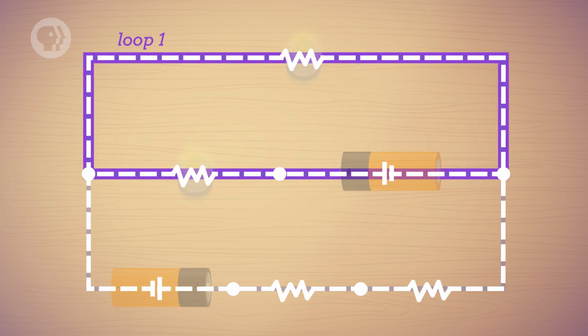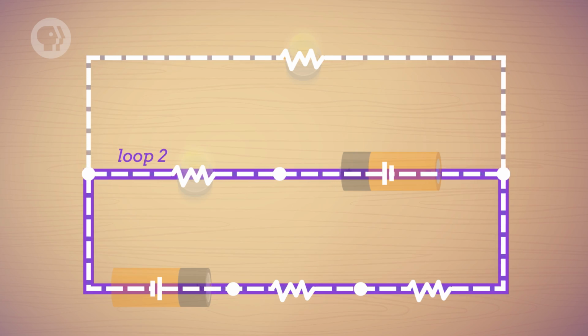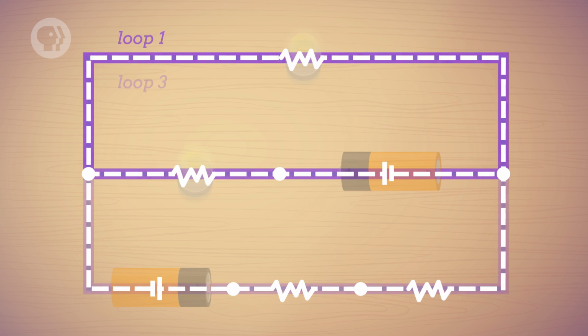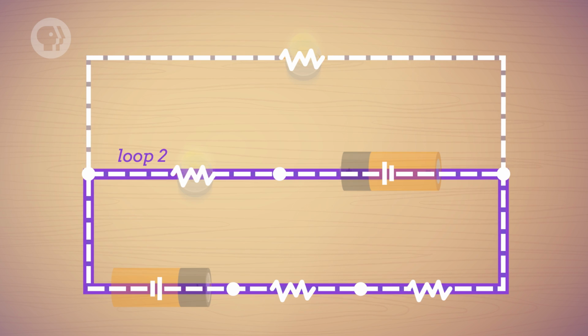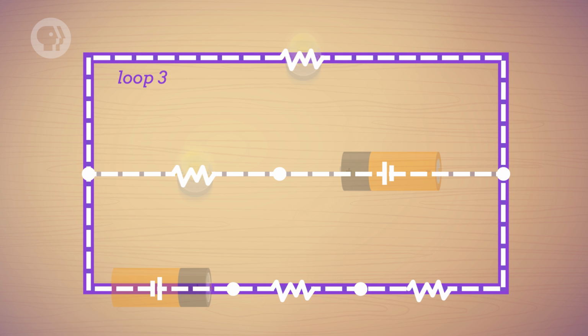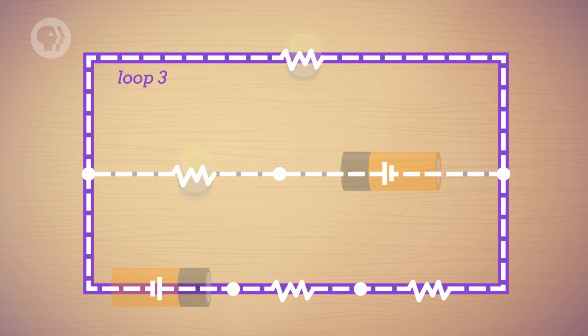You can draw a loop around any part of the circuit where you can imagine a charged particle moving around the circuit in a circle, ending back where it started. To put it simply, wherever there's a loop, we can use the loop rule. We've got one loop in the top half of the circuit and a second loop in the bottom half, and there's actually a third loop here too. It's the entire outside of the circuit.